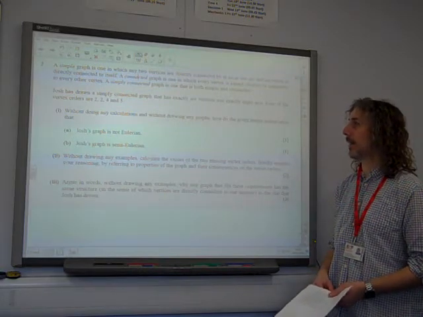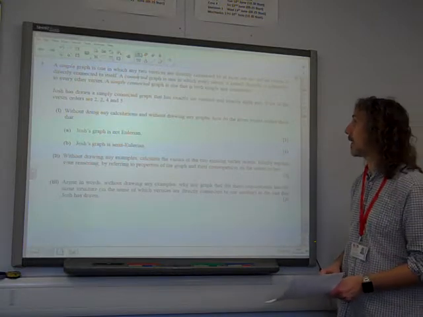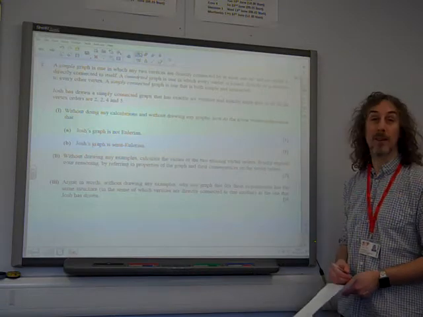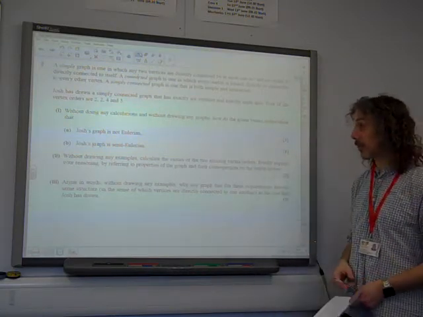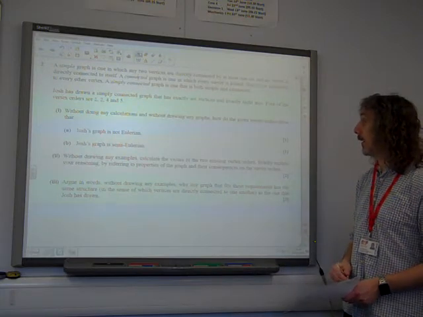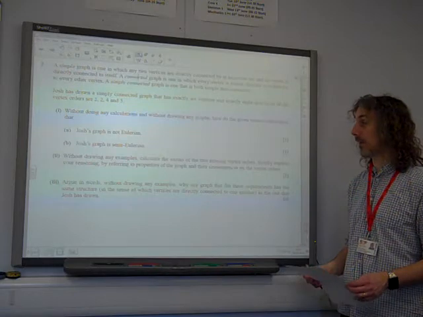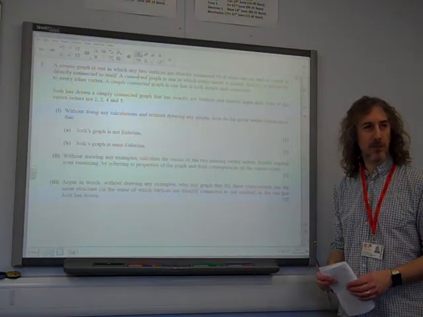Josh has drawn a simply connected graph. Well done, Josh. It has exactly 6 vertices and exactly 8 arcs. 4 of the vertex orders are 2, 2, 4 and 5. Without doing any calculations, without drawing any graphs, how do the given vertex orders show that Josh's graph is not Eulerian, however you want to say it?